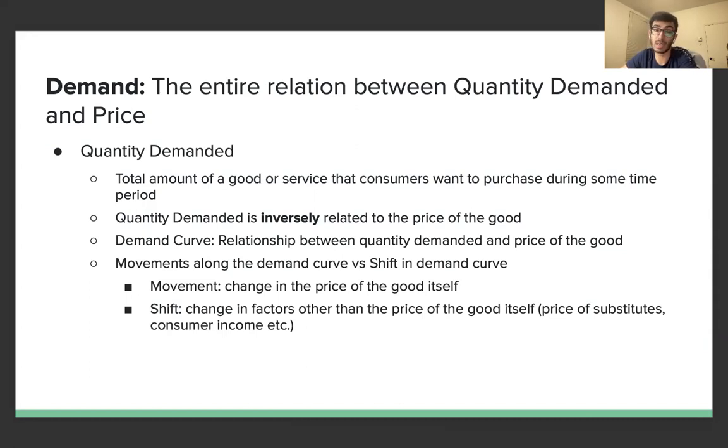And then we move on to movements versus shifts in the demand curve. And the simple difference is a movement along the demand curve. So the curve itself is not shifting, we're just moving along the curve, and that happens due to a change in the price of the good itself. Versus when we talk about a shift, a shift in the demand curve happens when there are changes in factors other than the price of the good itself, like price of substitutes, price of complementary goods, consumer income, and so on.